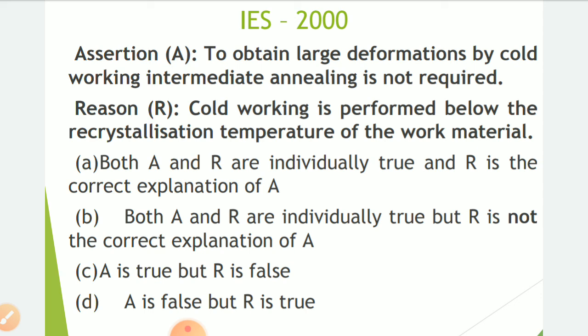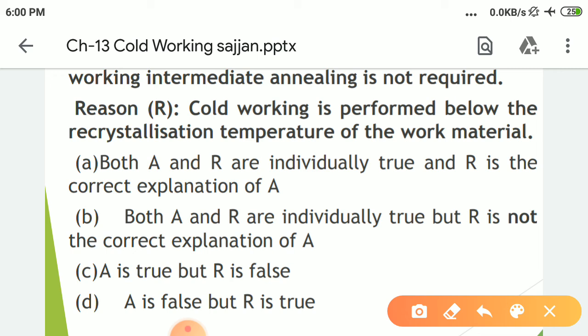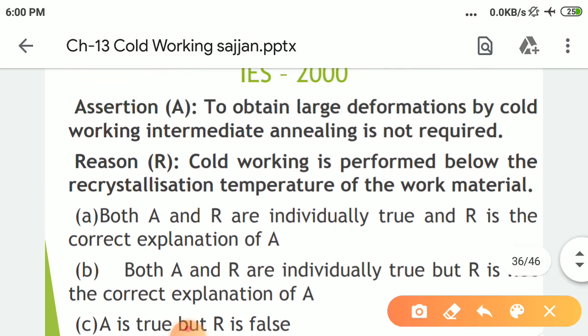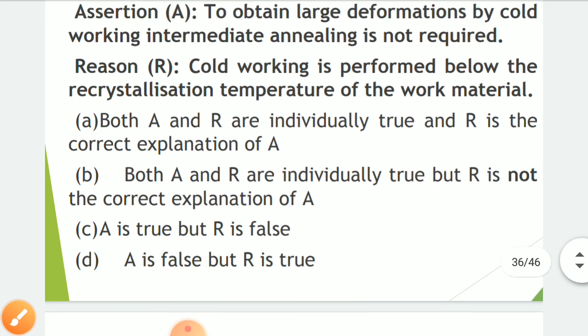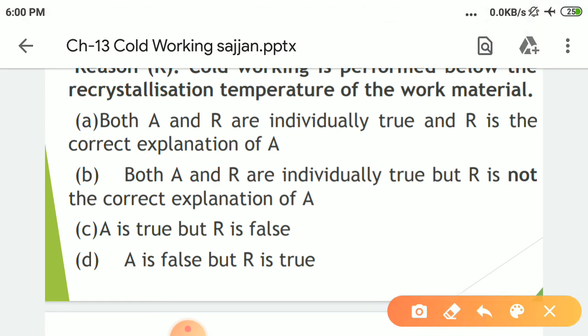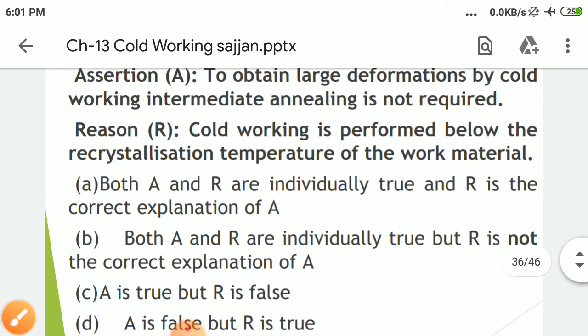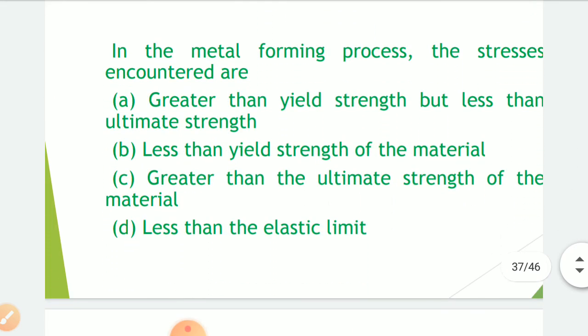To obtain large deformation by cold working, intermediate annealing is not required. Wow, what a statement. This statement is a complete joke. It is wrong, because annealing is required. Now if this statement is wrong, we should not move to the reason; directly we can answer D as the option, because A is false, then R must be true. Cold working is performed below the recrystallization temperature. That's very true.